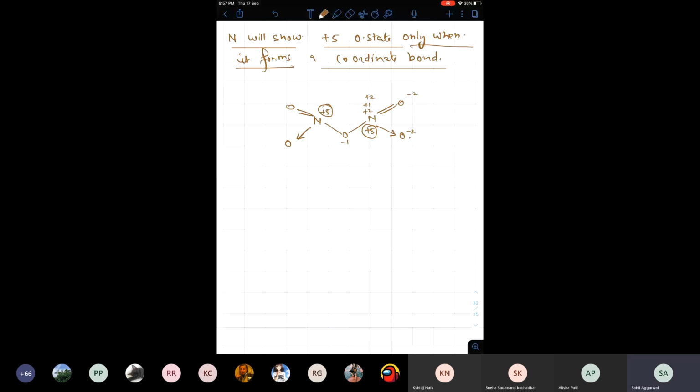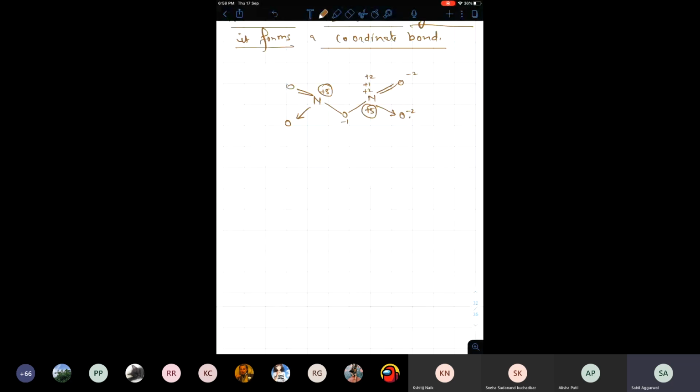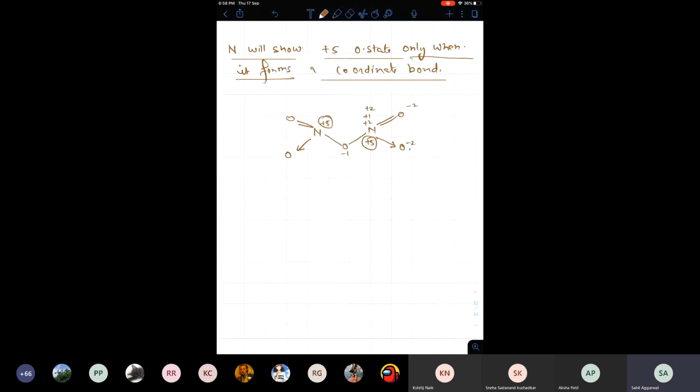So nitrogen generally forms only 4 bonds, and when it forms one of the bonds as a coordinate bond, then it can show +5 oxidation state. What about bismuth? Why does bismuth not show +5 oxidation state? Very good, Sahil.